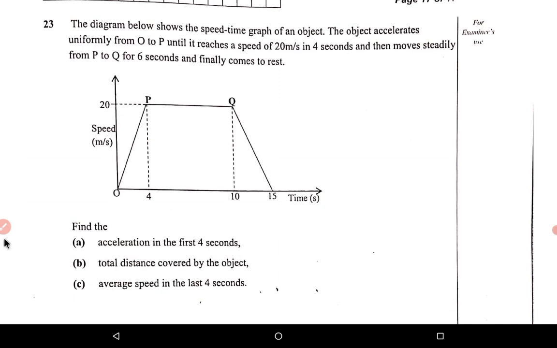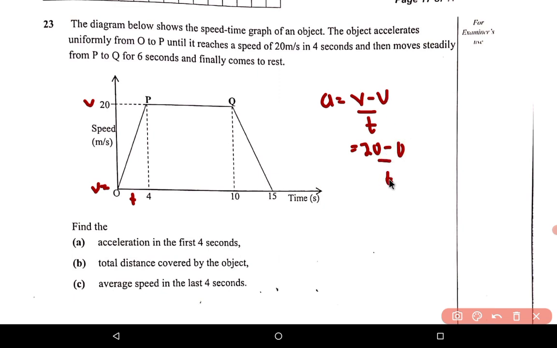So we know that acceleration is equal to V minus U over T. You are starting from rest, so your final velocity is V, and your initial velocity U is 0. The time it takes here is 4 seconds. So to find the acceleration, the final velocity is 20 minus U, which is 0, over T, which is 4. So this is going to be 20 over 4, and you get 5 meters per second squared. You're done for this part.